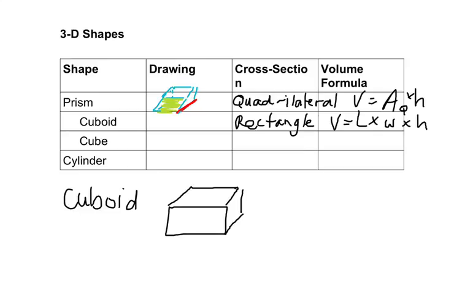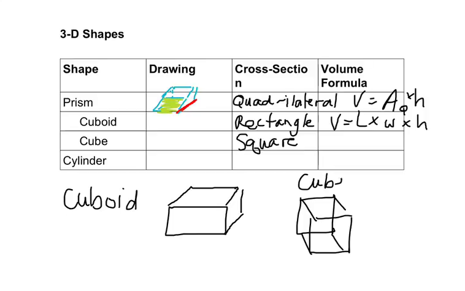A cube, well, I think you all know what a cube is. A cube is made of squares. It has all sides the same, and its cross-section is a square. If I look at just one face, I get the square. So the volume is length cubed, because it's length times length times length, because all the lengths are the same.